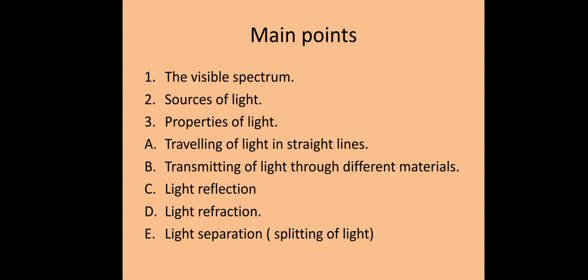These are the main points and key terms of this lesson. First, the visible spectrum. Second, sources of light. Third, properties of light. And properties of light is divided into A. Traveling of light in straight lines. B. Transmitting of light through different materials. C. Light reflection. D. Light refraction. E. Light separation, splitting of light. We will not cover all the properties of light in detail, but we will focus on D and E.